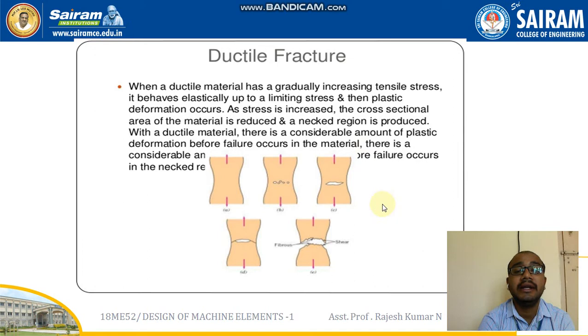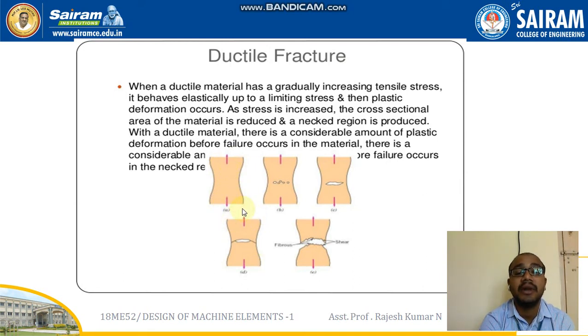The ductile in detail we'll discuss here. When a ductile material has a gradually increasing tensile stress, it behaves elastically up to a limiting stress, and then plastic deformation occurs. As stress is increased, the cross-sectional area of the material is reduced and a neck region is produced. With a ductile material, there is a considerable amount of plastic deformation before failure occurs, and even considerable failure occurs in the neck region. You can see this. Initially it was a straight body.